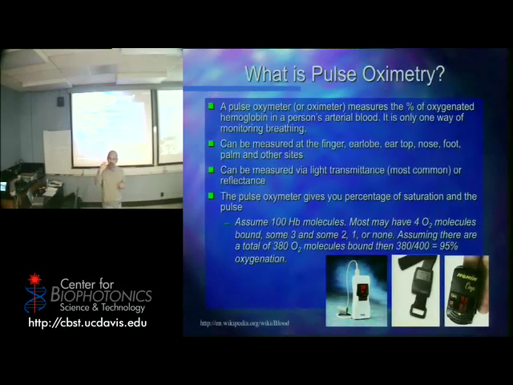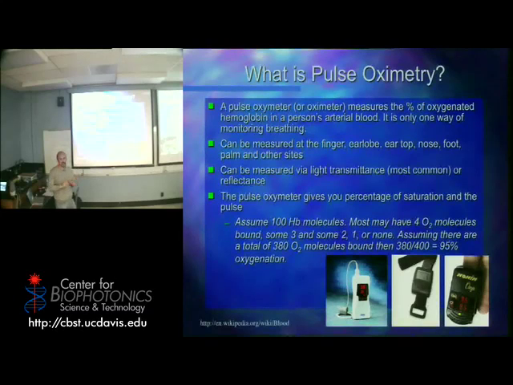The eye has quite a bit of blood, and you can actually shine light through and see the light that comes back. So it doesn't always have to be, as you hopefully discovered in your experiment with plants, you can get some similar types of behaviors, whether you're going through or whether you're reflecting. Okay? You can get some of the similar kind of data. So, it can be measured by a light transmittance, that's the most common, or by a reflectance, just like I mentioned. And it gives you a percentage of saturation and the pulse.